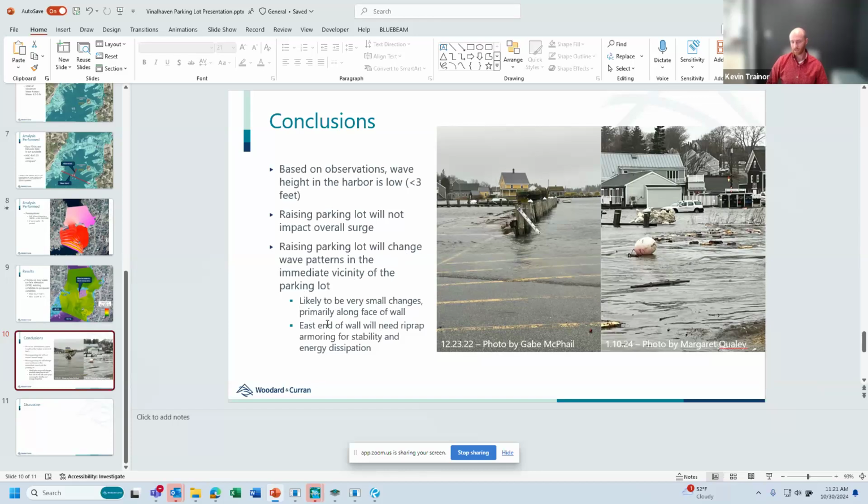And basically, regardless of the findings of this analysis, at the east end of the wall, the best practice certainly is for there to be a transition from the end of the wall with riprap armoring to provide stability, but also some energy dissipation. What we're looking at are very low wave energy scenarios, but just to provide additional stability there. And that is actually the last slide that I have any content on.